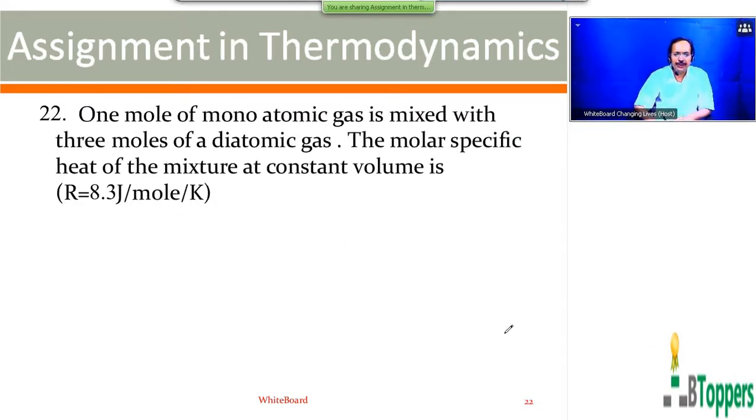See the question number 22. 1 mole of monatomic gas is mixed with 3 moles of a diatomic gas. Molar specific heat of the mixture at constant volume is? So number of moles of the first gas we denote by nu1, that is 1 mole. Number of moles of the second gas denoted by nu2, that is 3 moles.